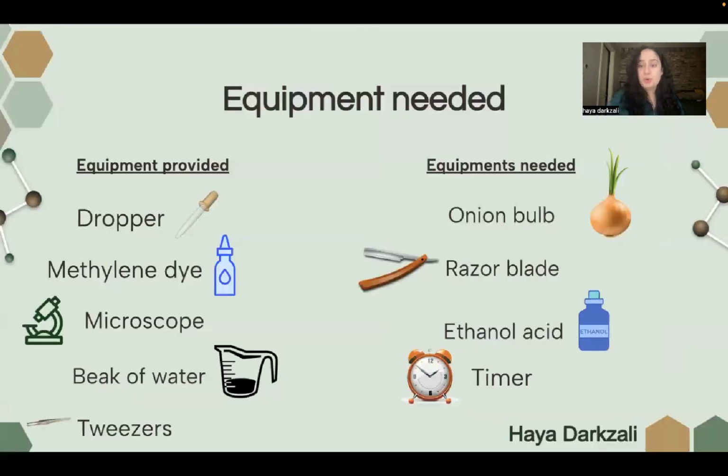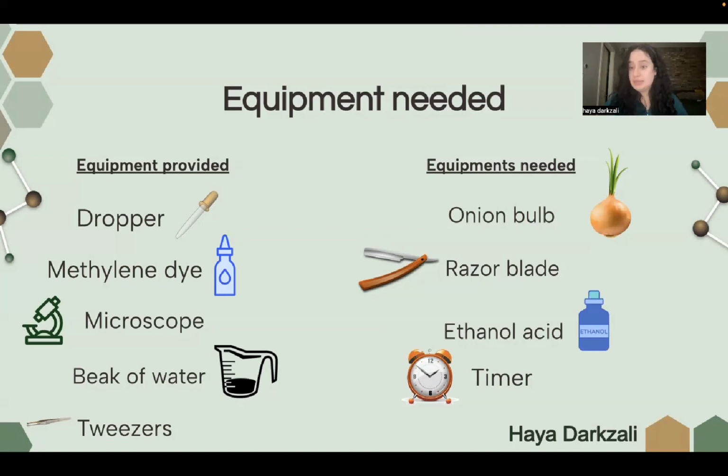Now, here is some equipment that is needed. It's going to be divided into two parts: the equipment provided and the equipment that is going to be needed by the Department of Bio 1201. Now, what is already provided is the dropper, the pipette. We already have that in the lab. The methylene blue dye, again, to stain the cells, the microscope and the microscopic slide so we can see the cells, a beaker of water just in case the onions do not have a full-grown root tip and we do need to have it grow. We'll set that in for 24 hours, and tweezers for departing the onions onto the microscopic slide.